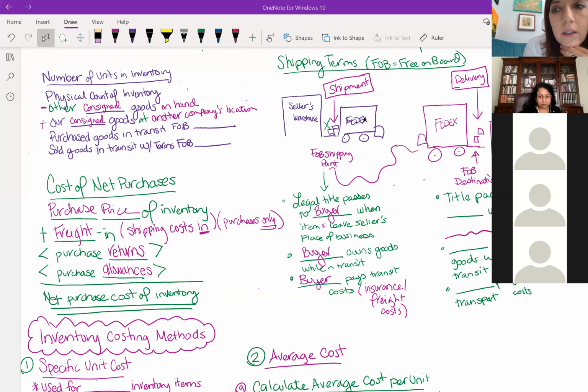On the other end, we have FOB destination. So when does title transfer for FOB destination? At the buyer's location, at the delivery point. Yes. So title passes to the buyer when the goods are delivered.